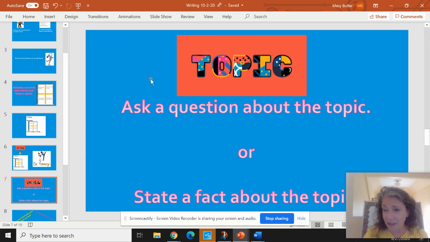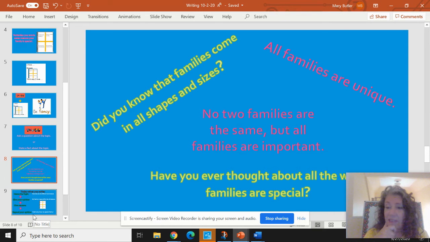The topic, remember, is what the writing is all about. And there are two great ways to introduce the topic. That is to say, the topic as the very first thing in your writing. Number one, you could ask a question about the topic. Remember, our topic is families are all different and special. So I could ask a question. I also could state a fact about that. Can you stop and think? What are some questions that you might use about the topic families are special to begin your writing?